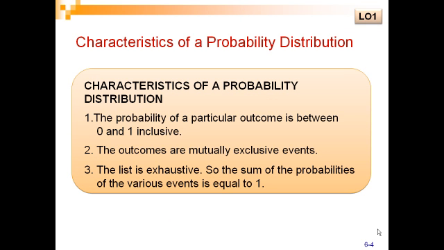Before we continue, let us look at the characteristics of a probability distribution. The major characteristics of a probability distribution are: number 1, the probability of a particular outcome is between 0 and 1 inclusive. Second, the outcomes are mutually exclusive events. And third, the list is exhaustive. So, the sum of the probabilities of the various events is equal to 1.